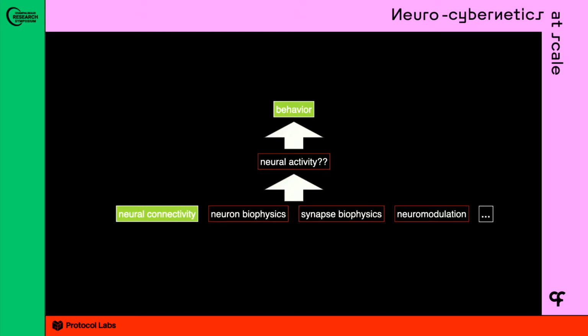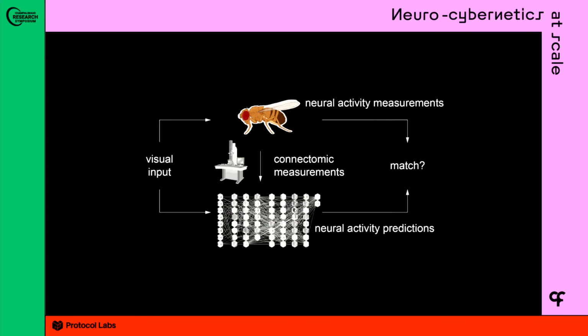How far can we get? This is a way of characterizing how strongly the connectome alone constrains any computational model that we can build. Exactly what we did was we took connectomic measurements from the motion pathways of the fly visual system, and then we built our simulation. The simulation is built without ever using any neural activity measurements, but it can predict neural activity measurements.